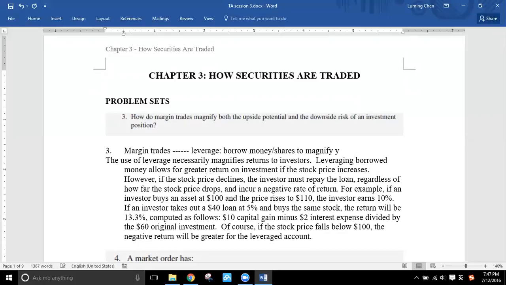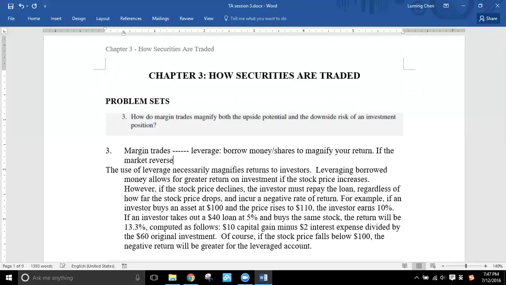magnify your return. But also know that if the market reverses, the loss will be bigger because you not only need to calculate your own loss, you also have to pay back your broker. So the loss will be bigger if the market reverses.